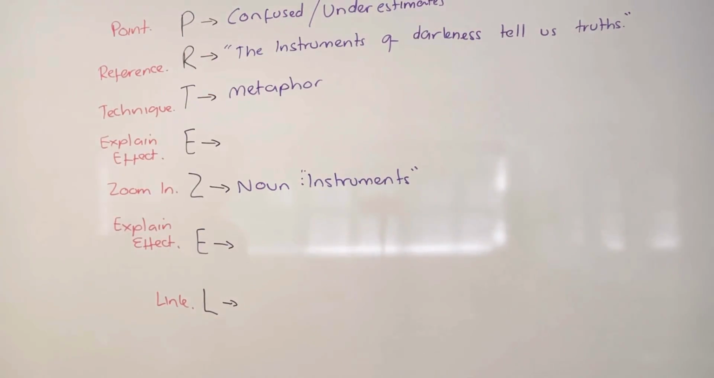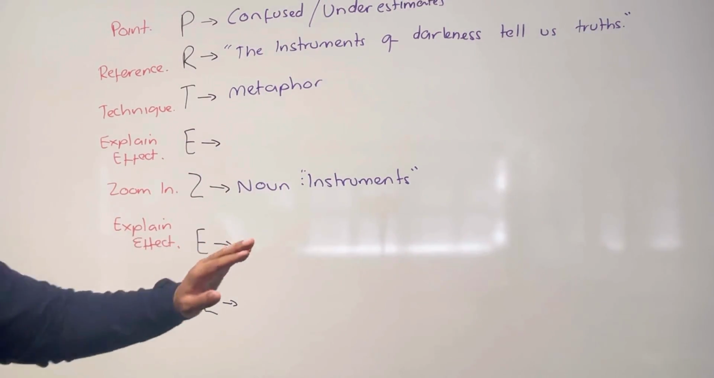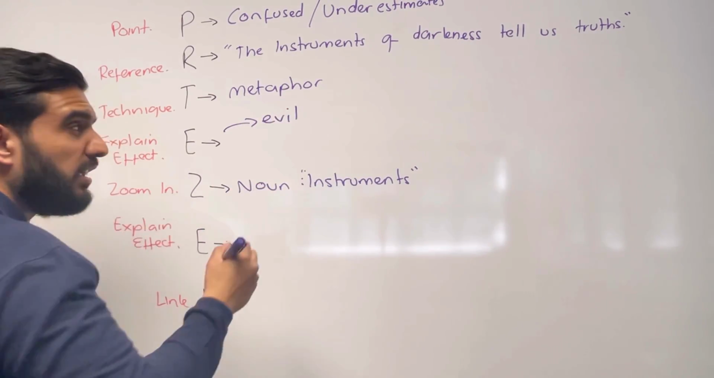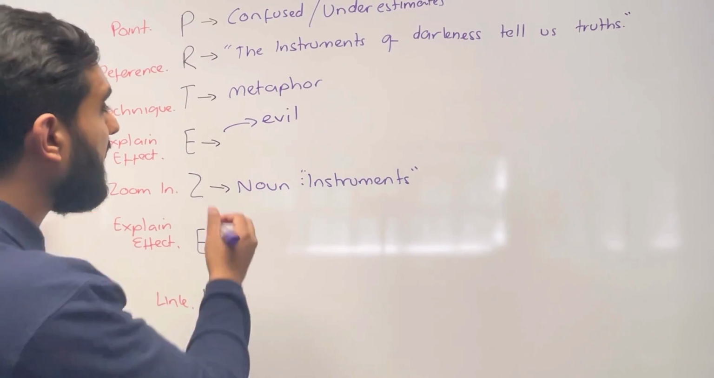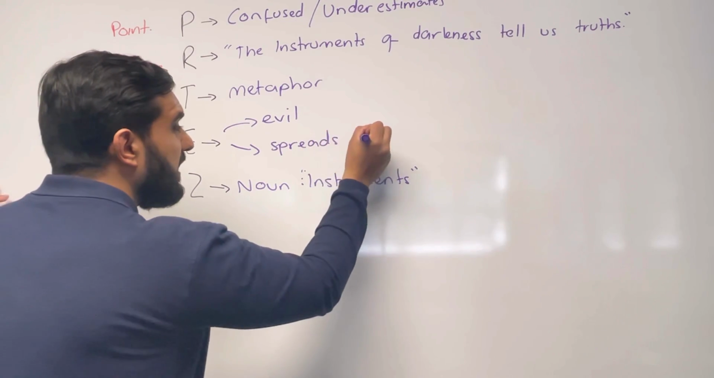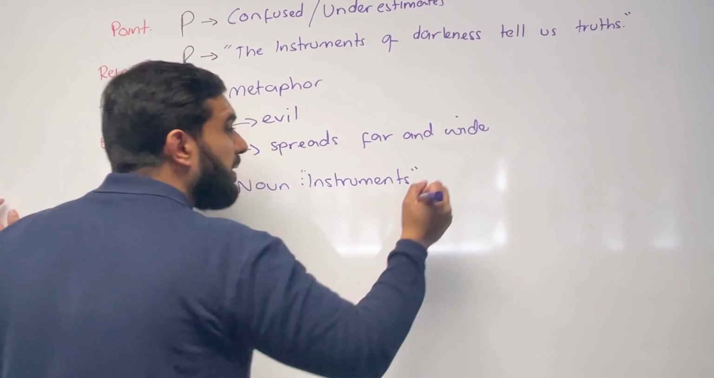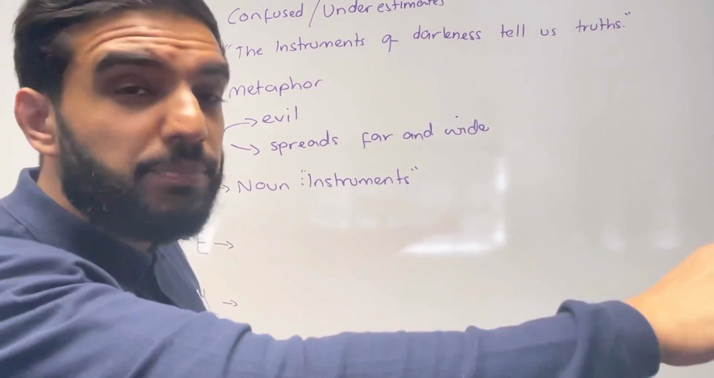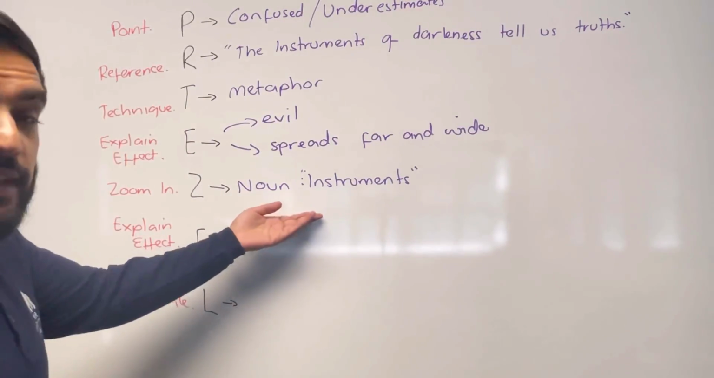Alright, now, what's the effect of the metaphor, the instruments of darkness? Remember, guys, it's only a plan. I'll make two points. It shows us that they are evil. It shows us that Banquo understands that they are evil. And I'm going to talk about how it spreads. Darkness spreads far and wide. And this is going to be the idea about how the evil of the witches doesn't just affect one person. Like darkness, it spreads.